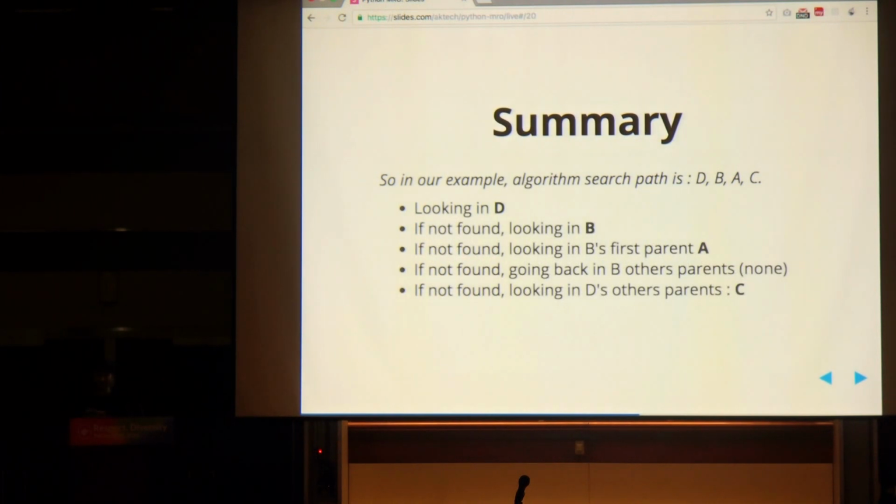So this is basically a summary of how it happens here. It will obviously look in D first, not found; look in B, again not found; then B's first parent A, and so on. So this is basically a brief summary of what has happened right now.